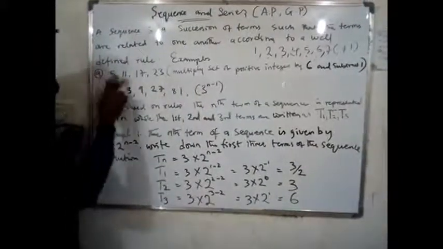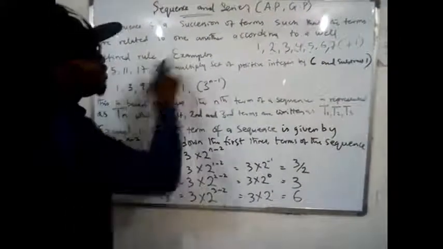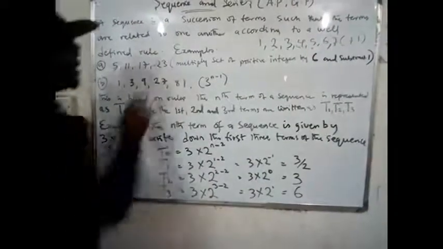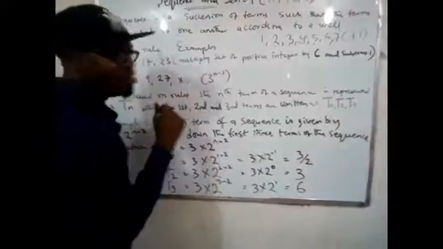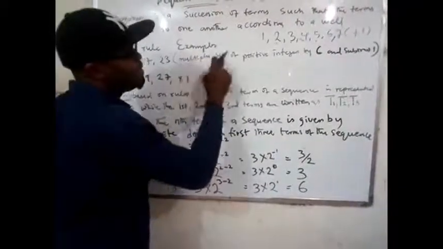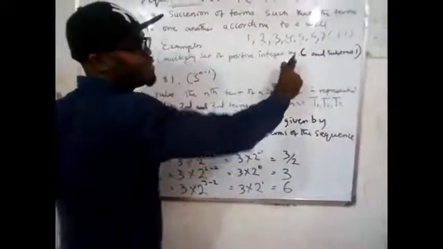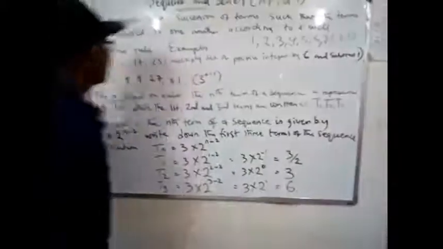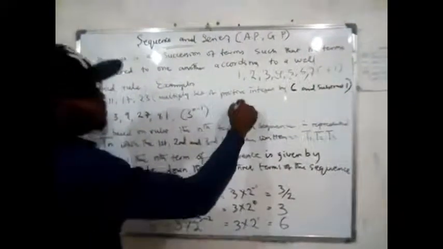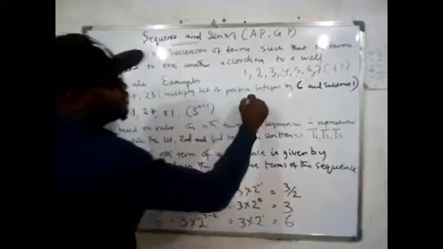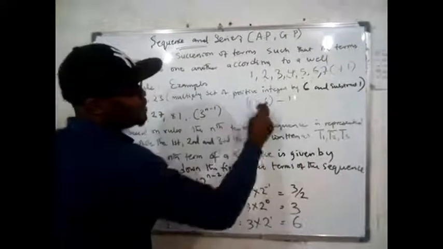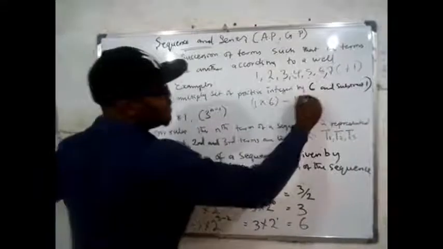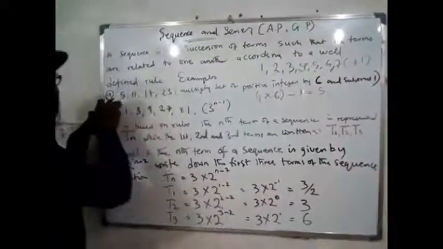Now let's take examples. If we have 5, 11, 17, 23, what will be the next number? To get the next number, you need to know the rule the sequence is obeying. The rule is to multiply the set of positive integers by 6 and subtract 1. Let's see how 5 was gotten. We start with 1, multiply it by 6 to get 6, and subtract 1 to get 5.